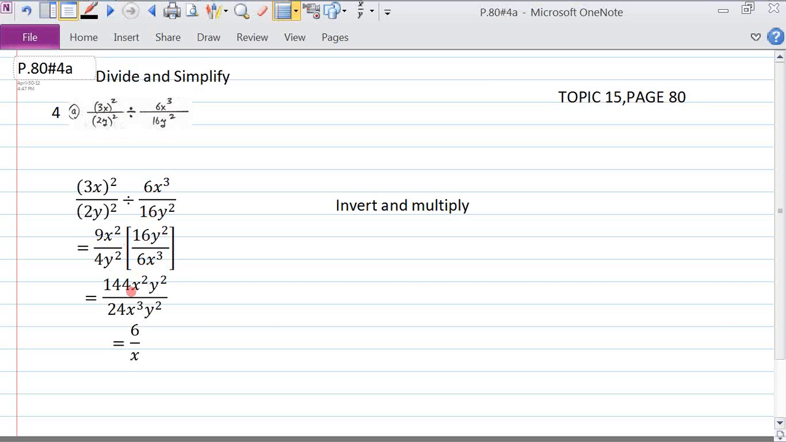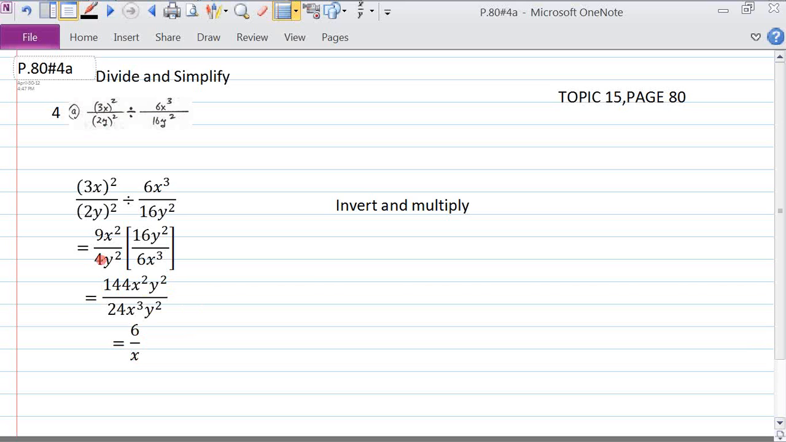Now 9 times 16 gives me 144, x squared, y squared, right here. 4 times 6 gives me 24, y squared x cubed, or x cubed y squared. Now 24 goes into 144 6 times. And the y squareds cancel because they're the same. You bring the power 2 down, it becomes 3 minus 2, x to the 1 on the denominator, or x. So the answer is 6 over x.